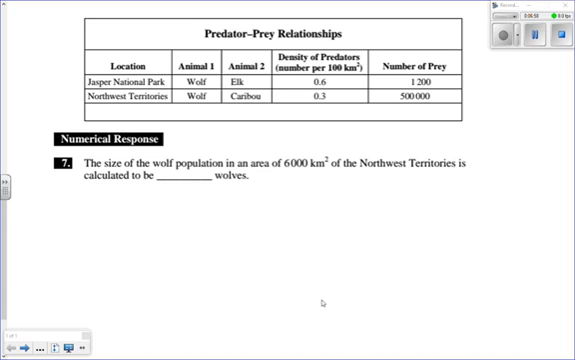All right, anyway, we've got animal 1 is a wolf. Animal 2 is an elk. We've got the density of the predator. Well, the predator in a wolf-elk relationship would be the wolf. The wolf eats the elk. And the prey would be the elk in Jasper National Park. In Northwest Territories, it would be the caribou.